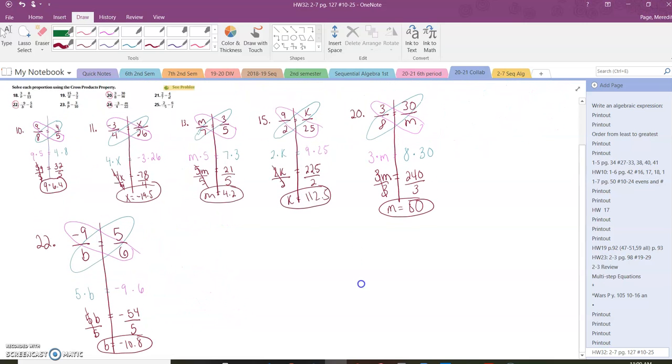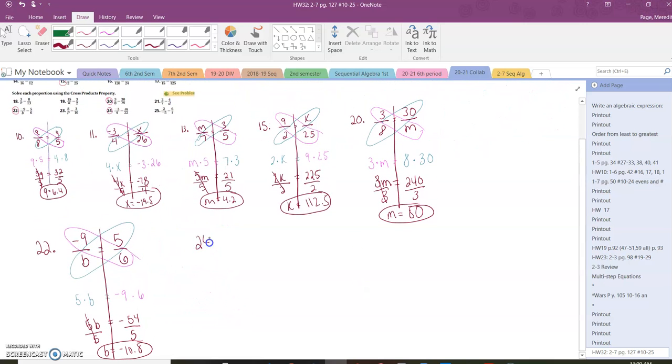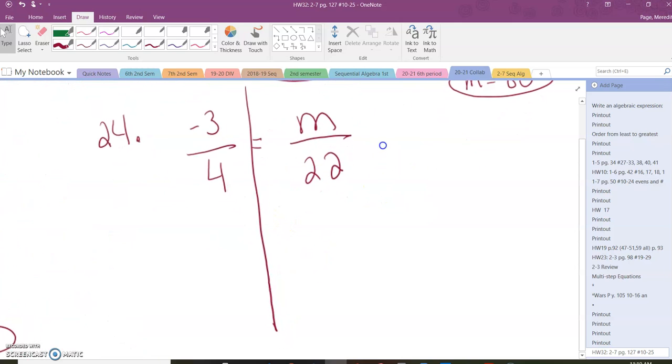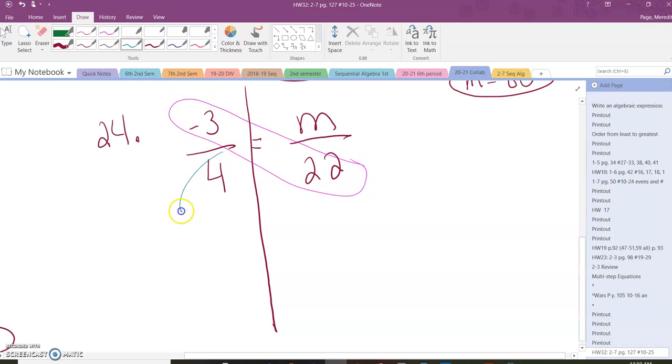Okay, timing's pretty good. We got about a minute, and I'm going to do number 24. Zoom in, cross multiply. Okay, I want my variable on the left, so 4 times m is going to go on the left. I mean, obviously, if you put it on the right, it's not the end of the world. Like, it'll be fine. You'll still be able to solve for m, okay? Negative 3 times 22 is on the right.